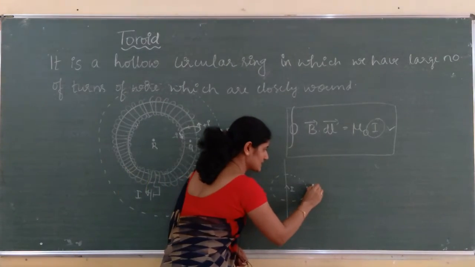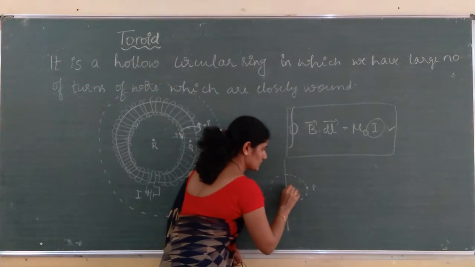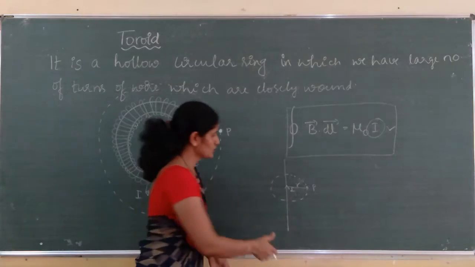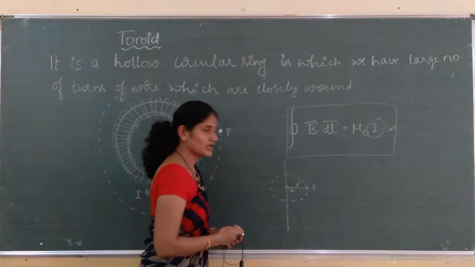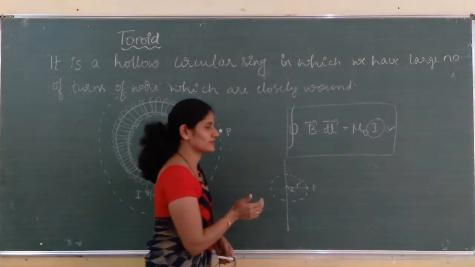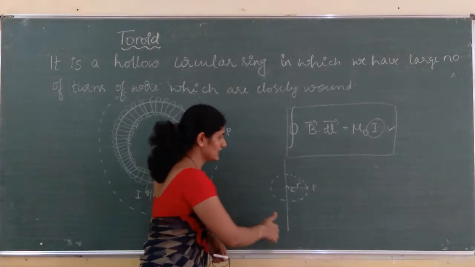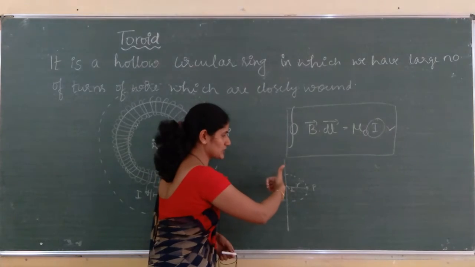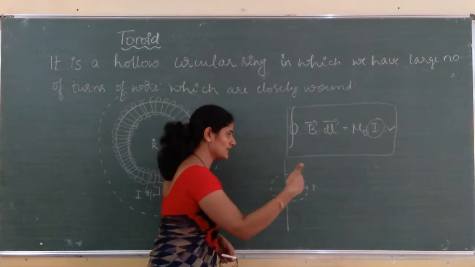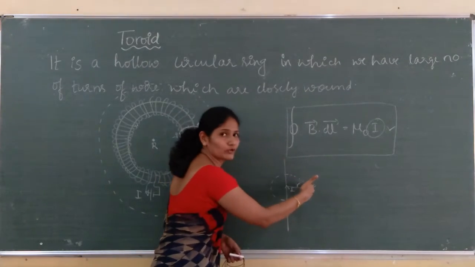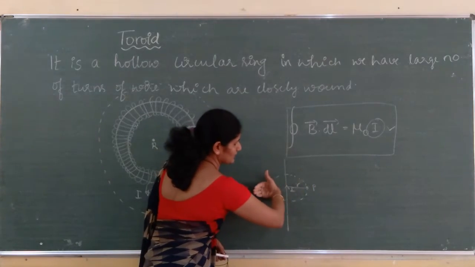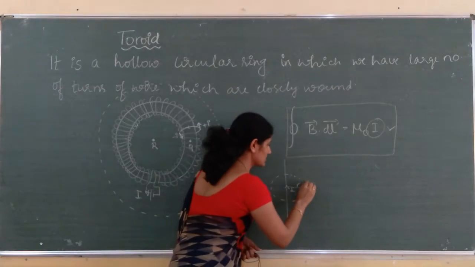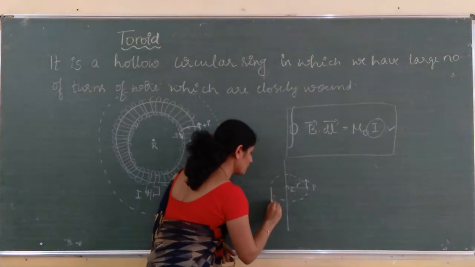So this is a point P. The distance between the conductor and the point P is R. In this direction current is flowing. Using the right hand clasp rule, we can find out the direction of magnetic field. If this is the direction of current, then the curled fingers give the direction of magnetic field. So, at this point magnetic field is going into the plane of the paper, and at this point the magnetic field is coming out of the plane. So, this is the direction of magnetic field.